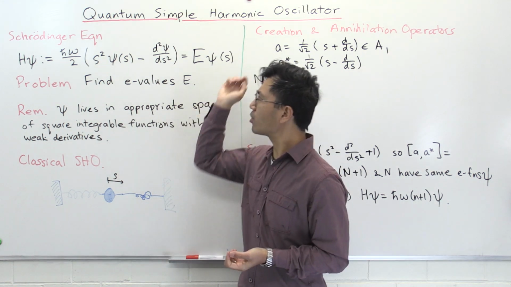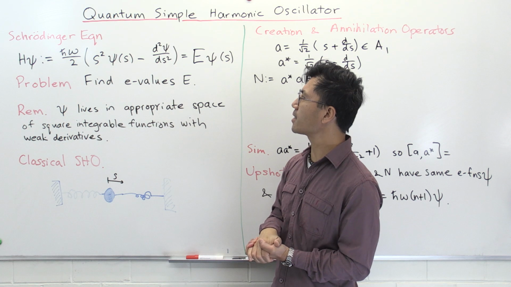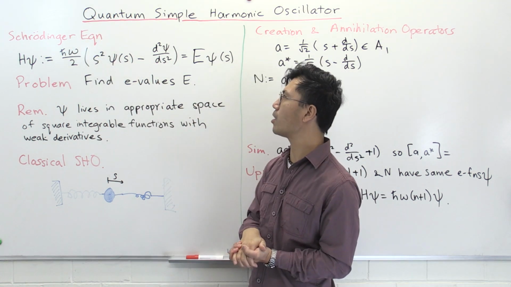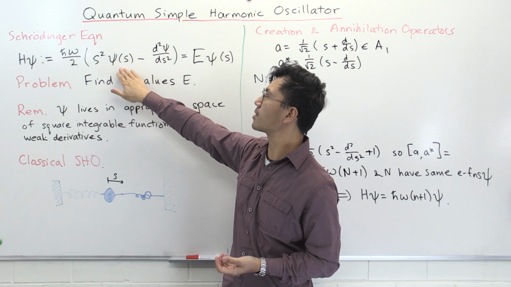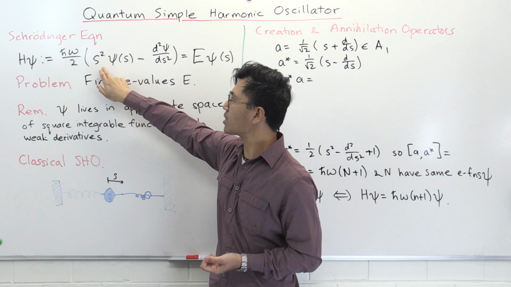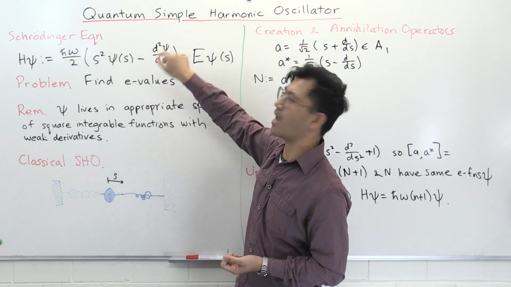So how do we try to study this? The key thing here is that you've got this constant, so let's just ignore the constant part of this first. Essentially, what are you doing to this psi of s? What differential operator are you applying to it? We're applying s squared minus the square of d ds.